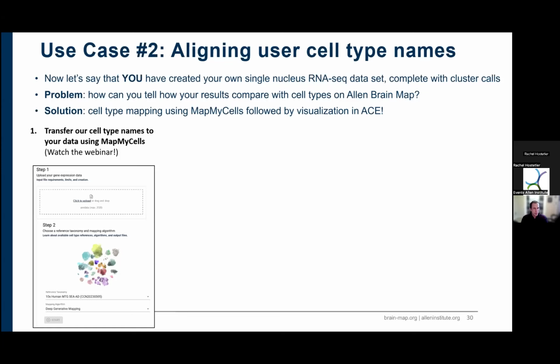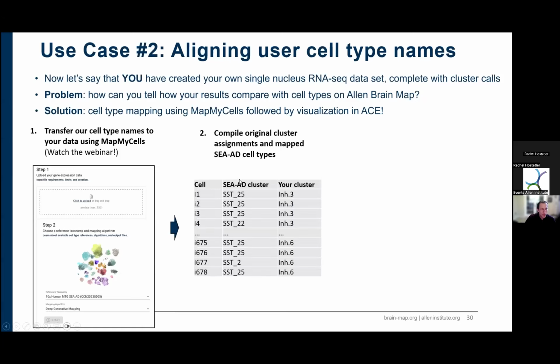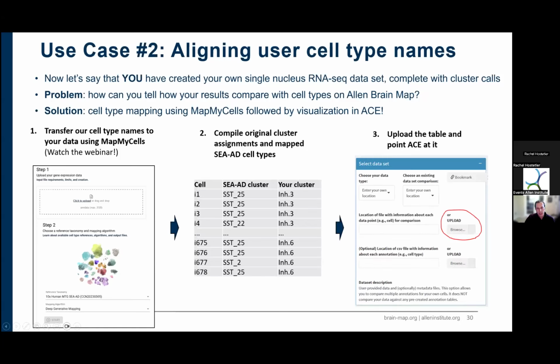And the way you would do this is by running Map My Cells, followed by visualization in ACE. If you want to know how to use Map My Cells, I would encourage you to watch the webinar, but essentially you upload your data and then you download the cell type assignments. Once you've done that, you can then create a table that includes your cells, the cell type assignments from Map My Cells and your original cluster calls, and then can upload the data to ACE and can use any of these visualizations to show your results.